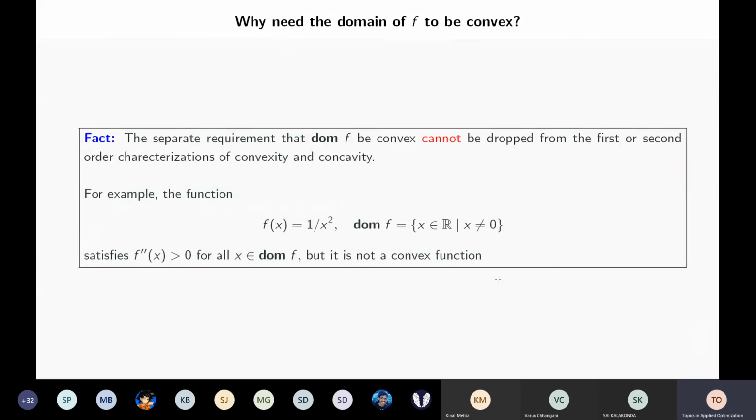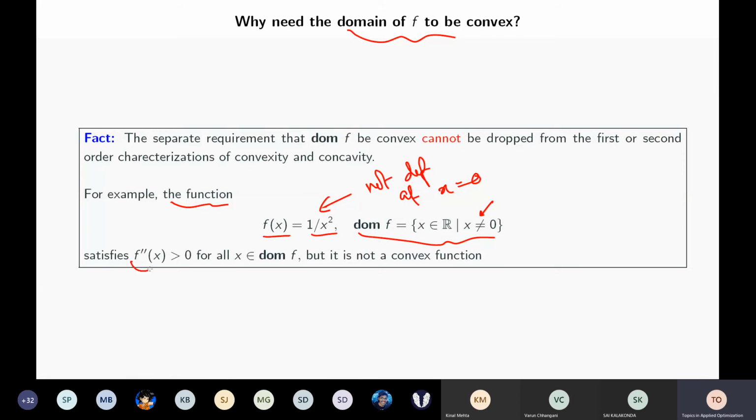So earlier I promised that I will tell you why the domain of f needs to be convex in all the definitions that we have seen, in particular the first order convexity and the second order convexity. The reason is that if we see the function f of x equals 1 divided by x squared, the function is not defined at x equals 0. So we have to remove x equals 0 from the domain. So only consider x non-zero, and the function is well defined.